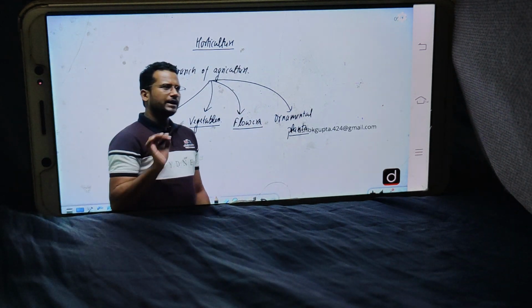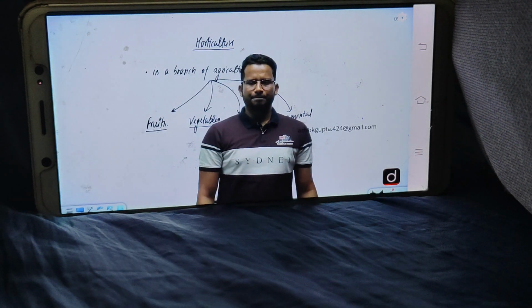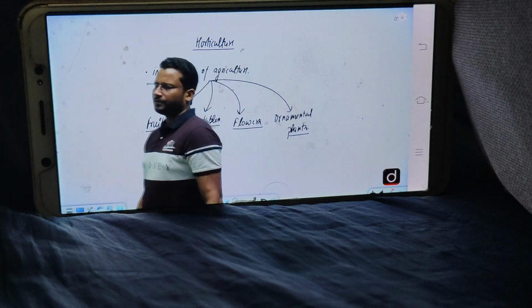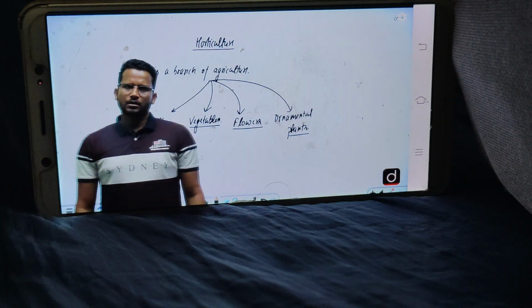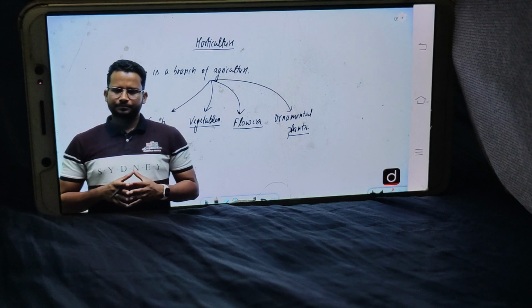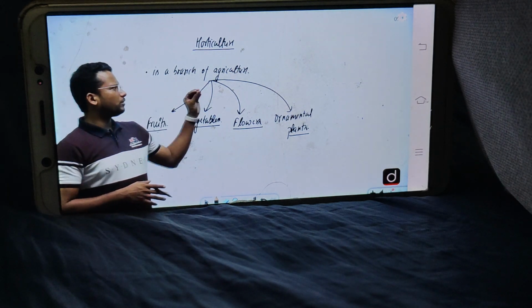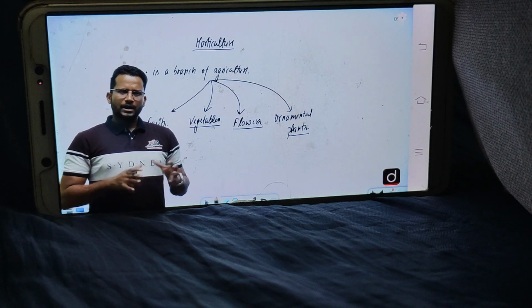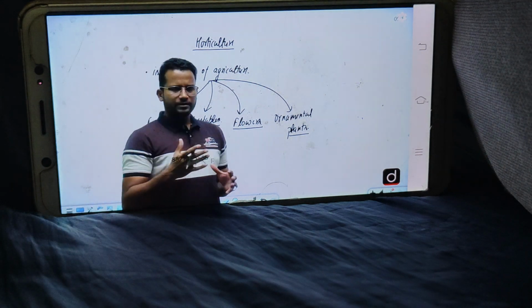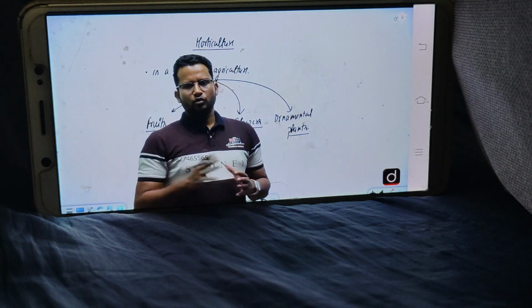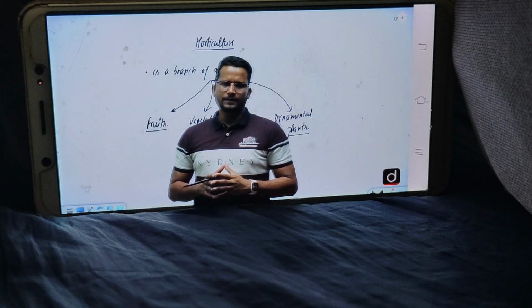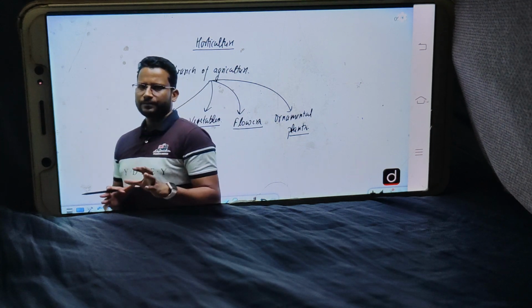So if we have discussed viticulture, viticulture is a part of horticulture. If we have discussed floriculture, floriculture is also a part of horticulture. If we are talking about olericulture, olericulture is the cultivation of vegetables, so olericulture is also a part of horticulture. समझ आ रही कुछ बात?